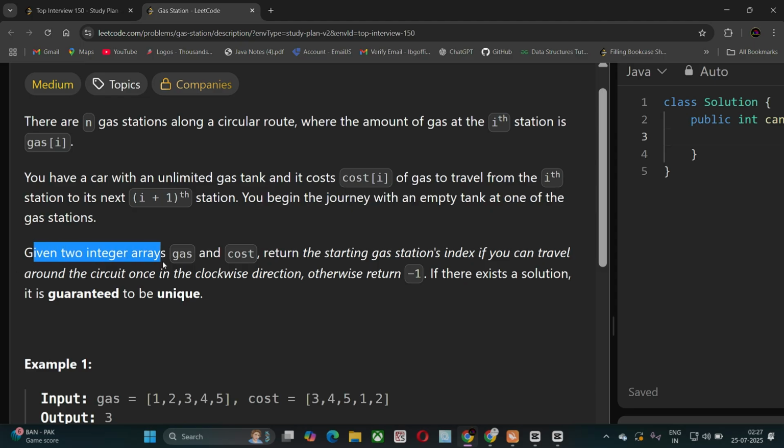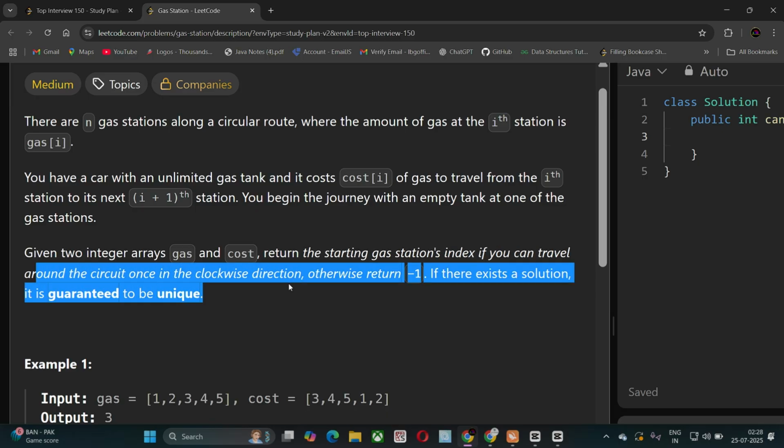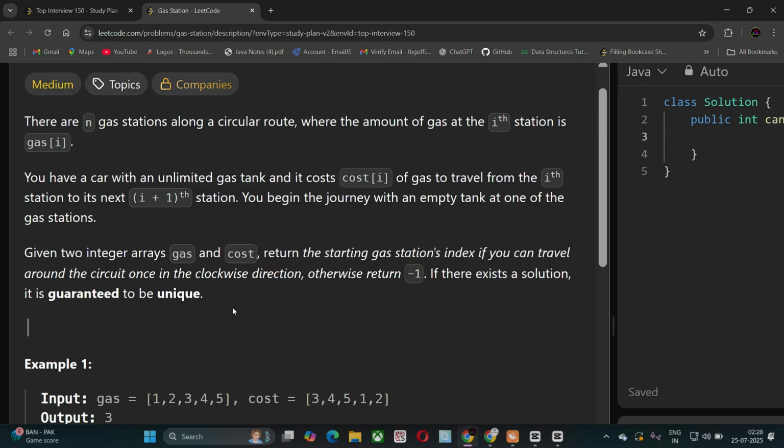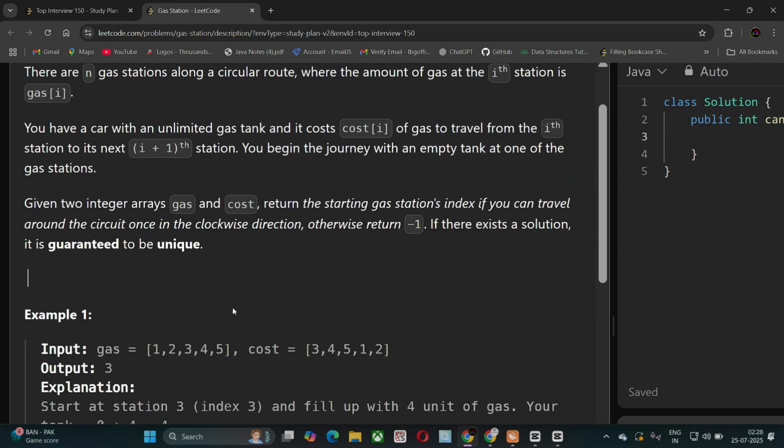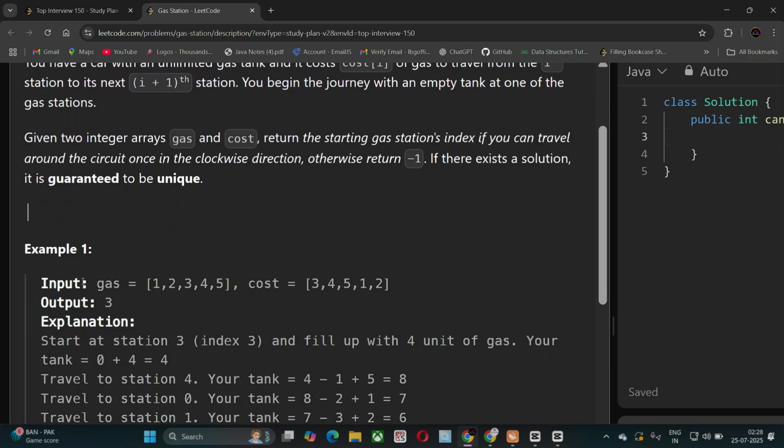Given two integer arrays, gas and cost, return the starting gas station index if you can travel around the circuit once in the clockwise direction, otherwise return -1. If there exists a solution, it is guaranteed to be unique. Here you can see the input: gas is 1 2 3 4 5, cost is 3 4 5 1 2, and the output is 3.